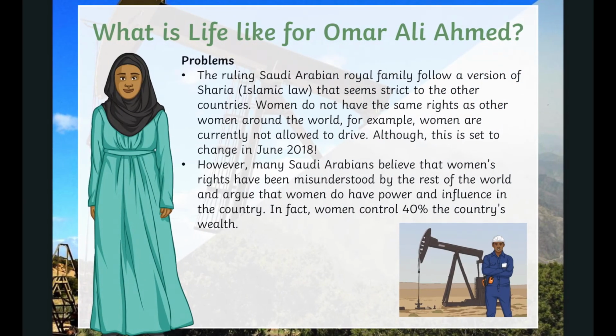There are other problems in Saudi Arabia. The ruling Saudi Arabian royal family follows a version of Sharia or Islamic law that sometimes seems strict to other countries. This means that women do not have the same rights as other women around the world. For example, women were not allowed to drive until June 2018, when the law finally changed.